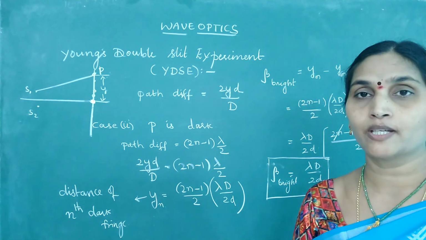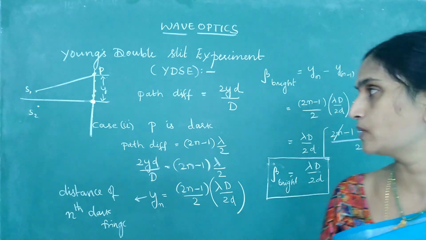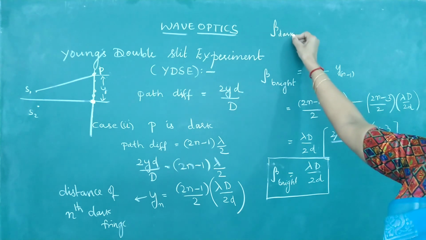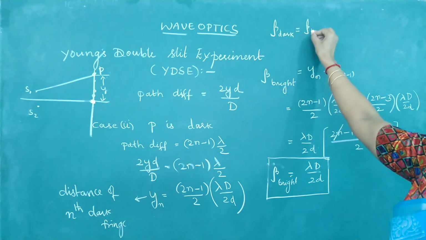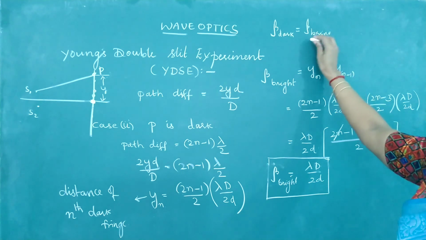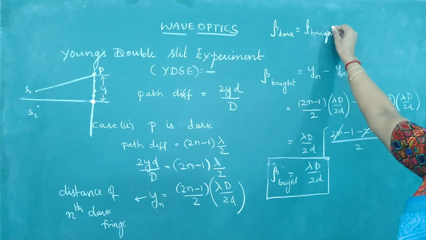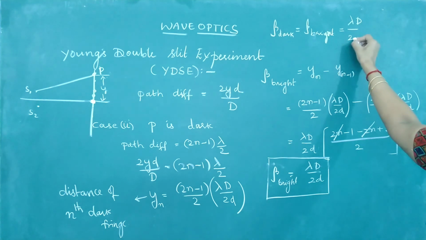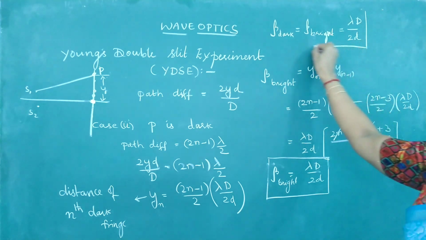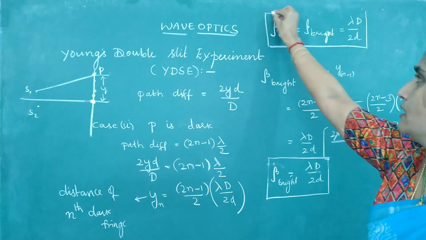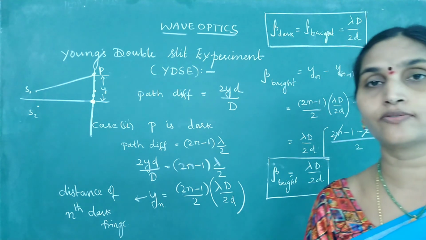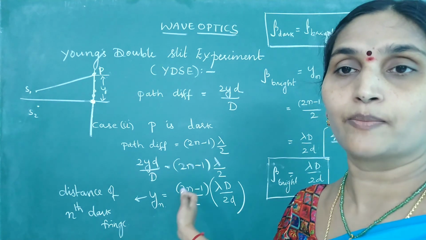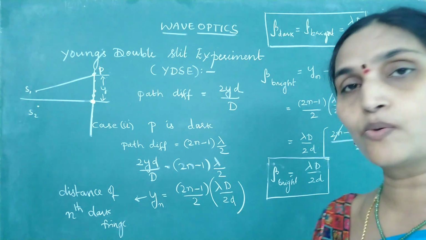So using this experimental arrangement, what is the final conclusion that you can give? The width of dark as well as the bright fringes in Young's double slit experiment is given by the relation lambda into capital D divided by 2d. Both of them are of same width. So this is how, by using Young's double slit experimental arrangement, we would evaluate the fringe width.